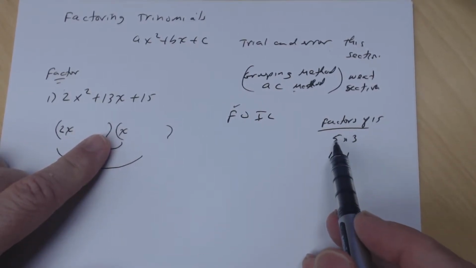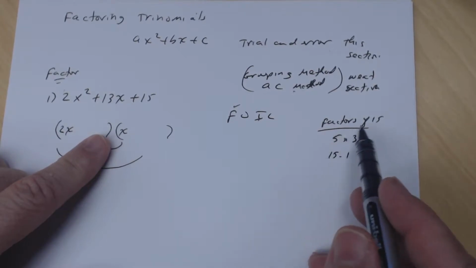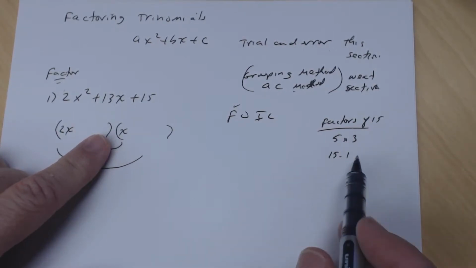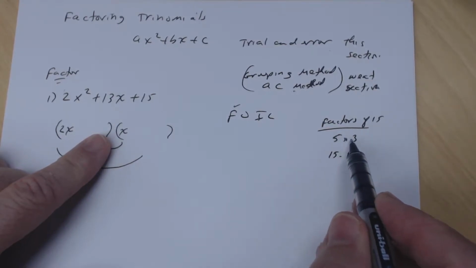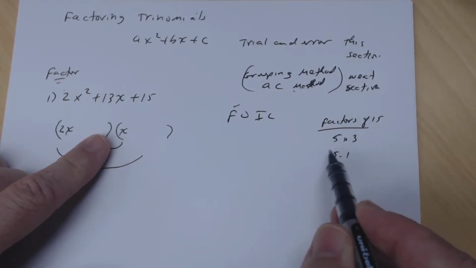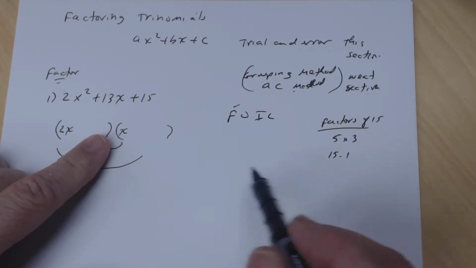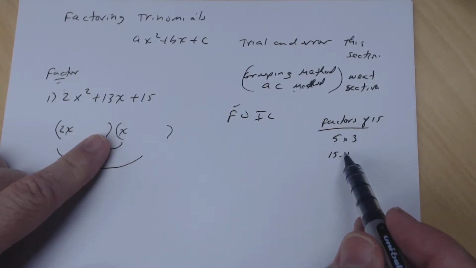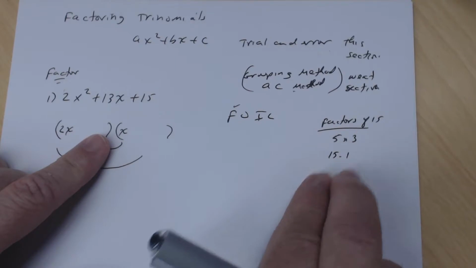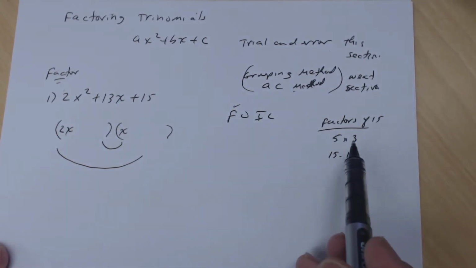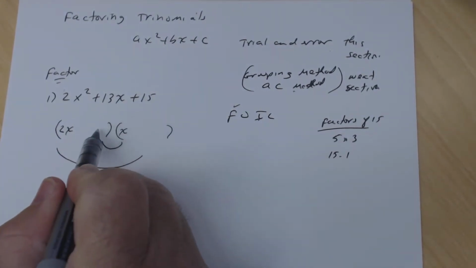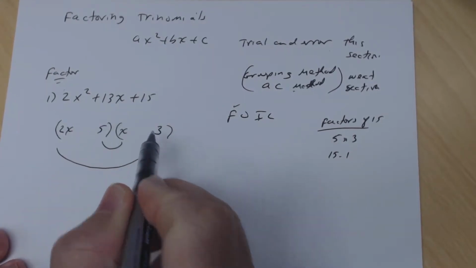Two factors whose product is 15. Usually what you want to try first are the factors that are close together on the number line. It doesn't always work. You'll see in a few examples that the numbers close together on the number line don't always work, but that's what I would try first. So I need to put a 5 here and a 3 here.